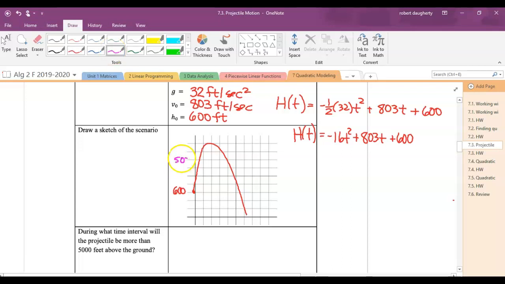So it's somewhere higher than 600. I mean, I think maybe it's there. It could be, I don't know, but somewhere there's 5,000. So I'm going to have to solve it to figure out. So it's possible that it's going to hit that line how many times? Twice. So that means it hits 5,000 feet on the way up and it hits 5,000 on the way down.